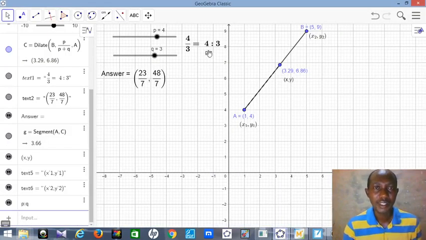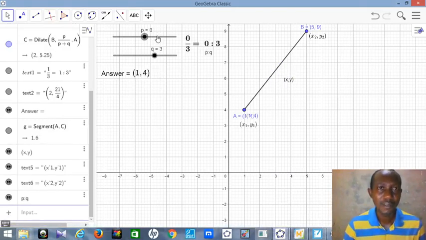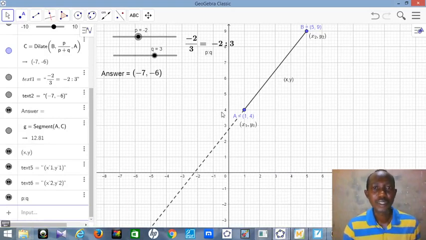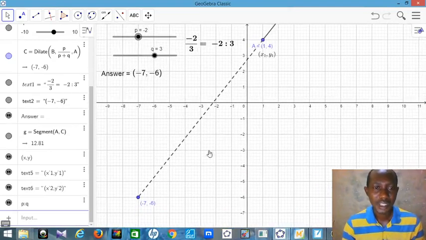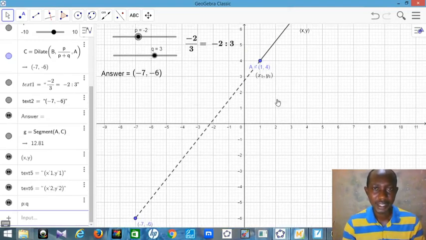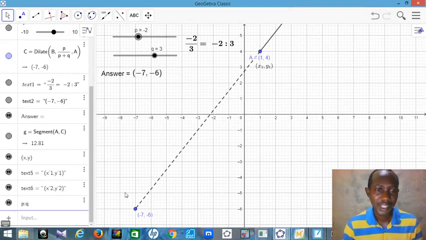Let's say I have a negative value here. For example, let's say minus 2. Let's say the ratio is P is minus 2, Q is 3. So you can see the answer. Okay, I have my answer here. You can see that the division is external.